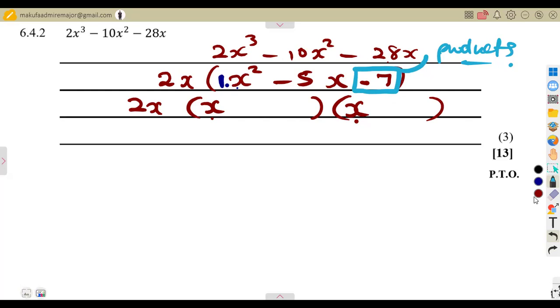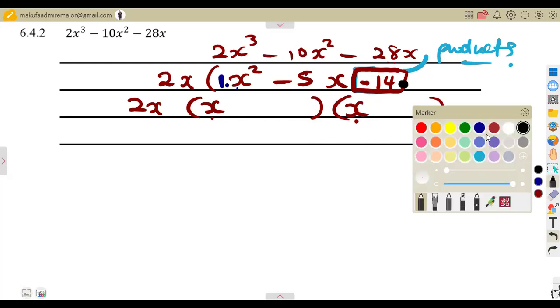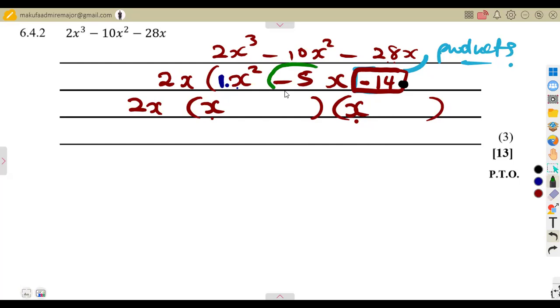Guys, how did I get a negative 7? This is 28 divided by 2, which is a 14. That's a 14 there, not a negative 7, guys. That's a negative 14. All right, sorry for that. So you're going to consider the product, the factors of the negative 14. But these factors must add up to a negative 5. So what are the products?